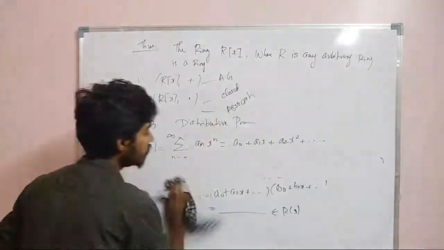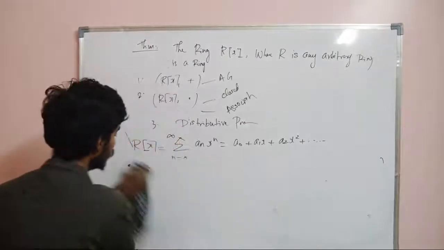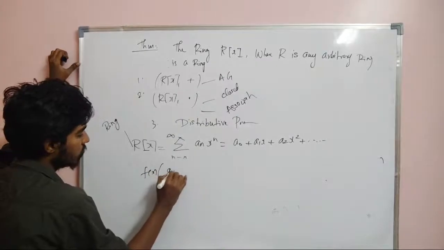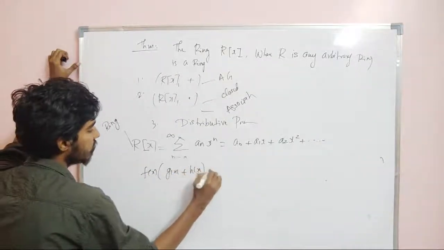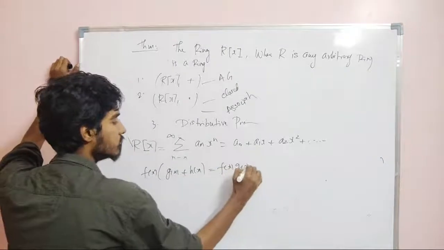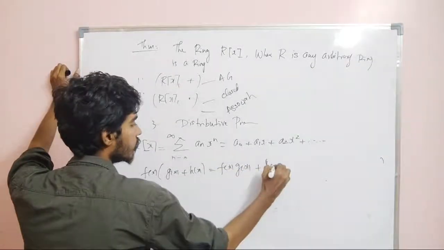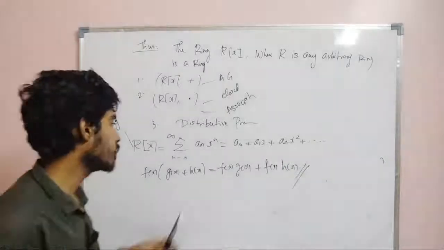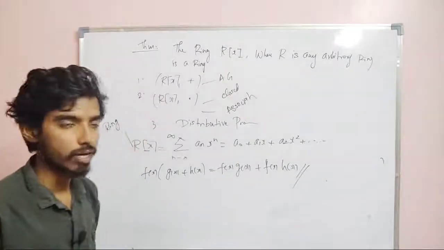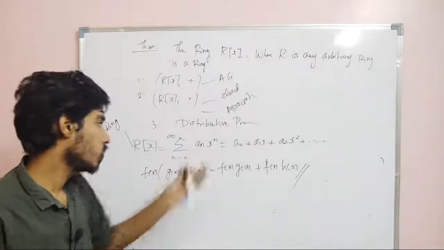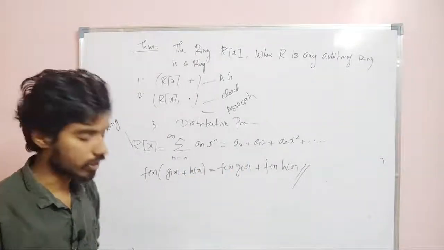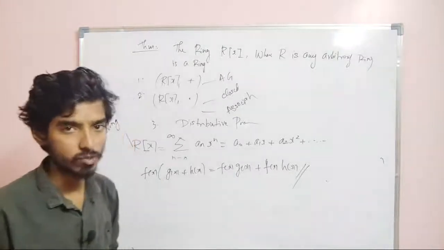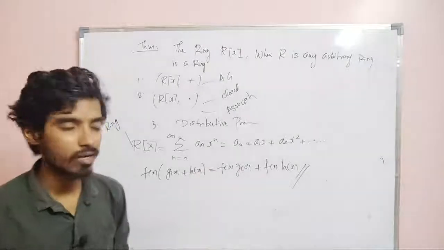Now we need to prove it is distributive, and again it is distributive because f(x) times (g(x) plus h(x)) is the same as f(x)g(x) plus f(x)h(x). This is also true for polynomials. You just take f(x) to be a0 plus a1x plus a2x² and so on, g(x) to be b0 plus b1x plus b2x² and so on, and h(x) to be c0 plus c1x plus c2x² and so on, and then you prove these are equal. So it is elementary.